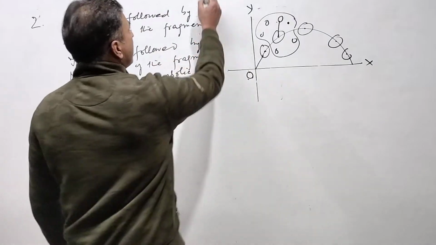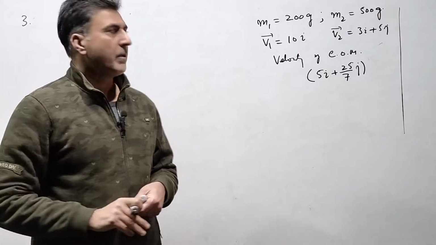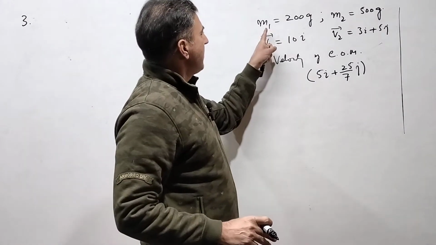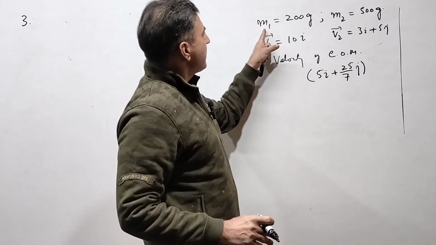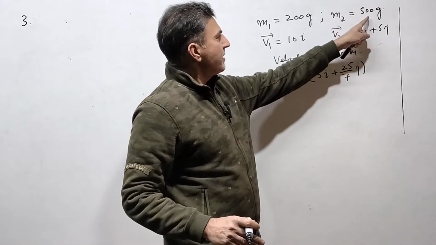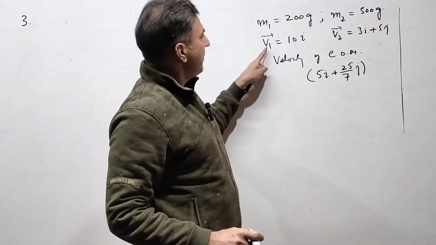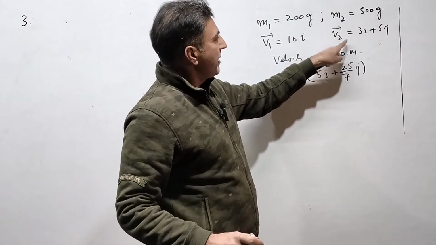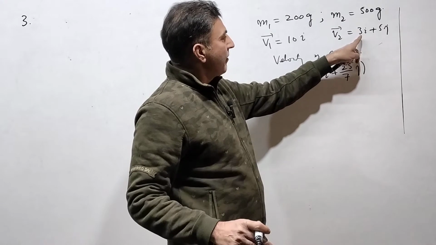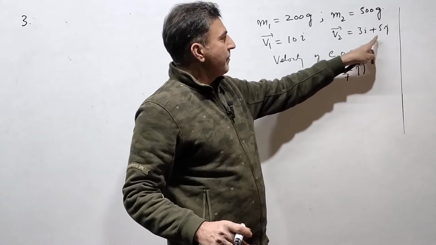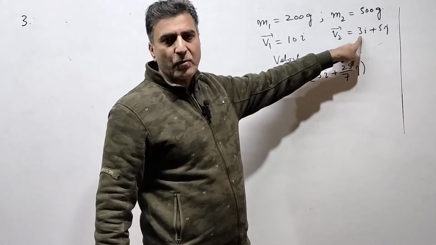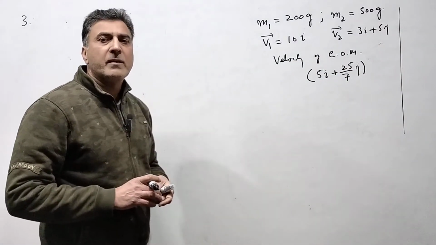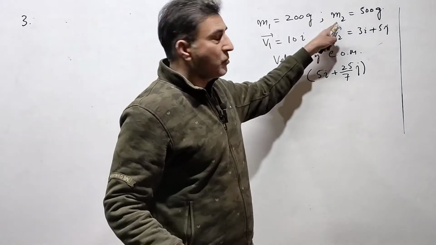Third question. Okay, this is one more problem. There are two bodies, one having a mass of 200 grams and the second a mass of 500 grams. The first particle has a velocity of 10 in the i direction, and the second particle is moving in the xy plane with velocity 3i plus 5j, meaning its x component is 3 and its y component is 5. We have to find the velocity of the center of mass of this system of two bodies.